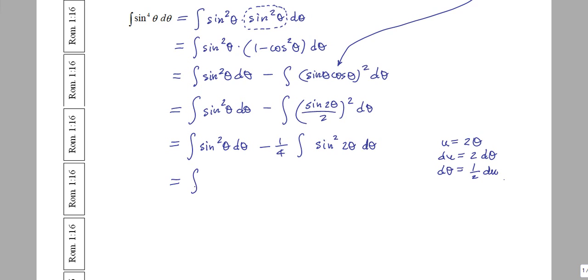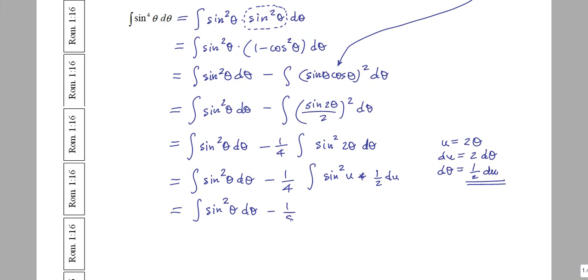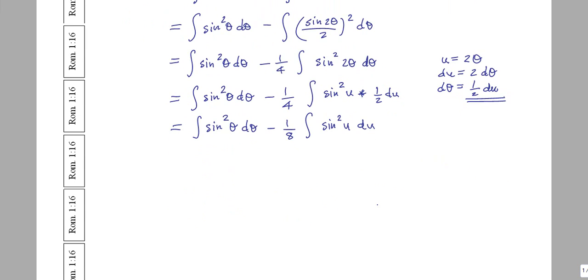And so we get the integral of sine squared theta d theta minus a quarter of the integral of sine squared u times, instead of d theta, a half of du. So we wind up with the integral of sine squared theta d theta minus a quarter times a half, which is an eighth, integral of sine squared u du. Now we have already developed what the integral of sine squared theta d theta, and on the right the integral of sine squared u du, is. We've done 2 videos to show that, so I'm not going to rehash all of that, but we will now put in the results.